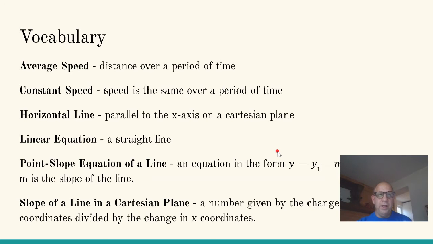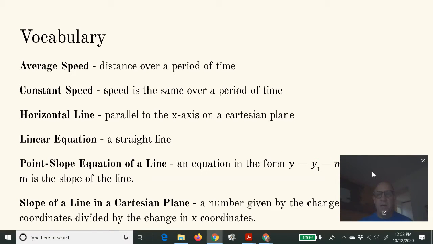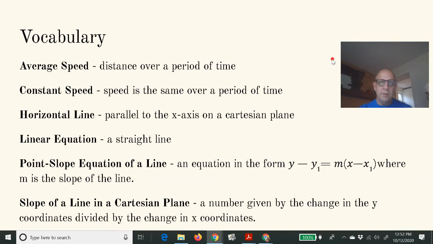So let's take a look at the vocabulary first. If you take the time to pause this and read these and get to know them, it's very important. Speed, we're not going to talk too much about. Horizontal line going straight across. You see the horizon. It's parallel to the x-axis, which goes across. A linear equation, straight line.